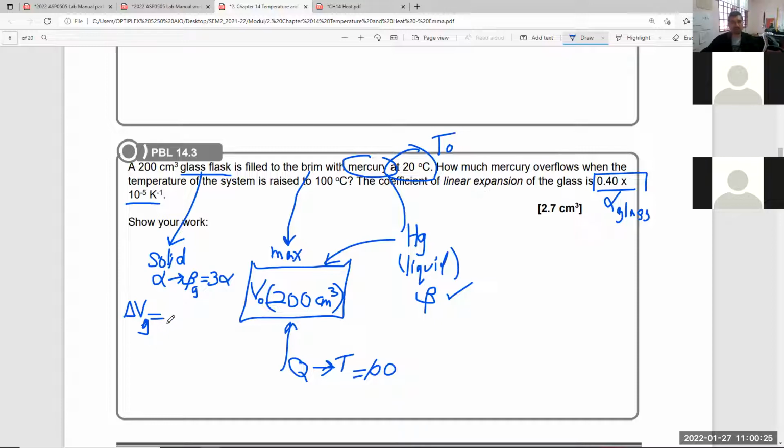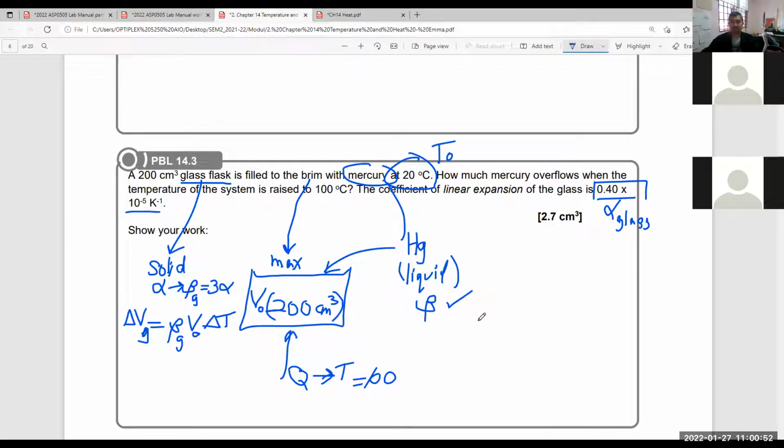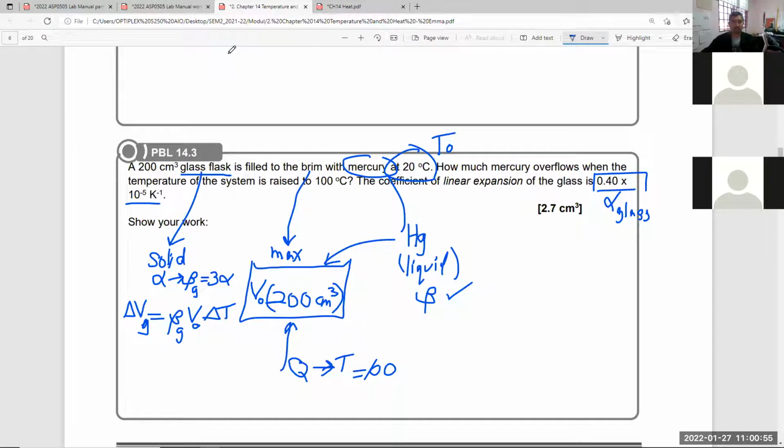Apply the formula again. You use beta for the glass, then V naught for the glass, which is also 200, then delta T. So what is your delta T there, class? Please respond. Are you there? So you are typing there. 80, right? Okay, 80. So you get the value of the change in the glass volume.